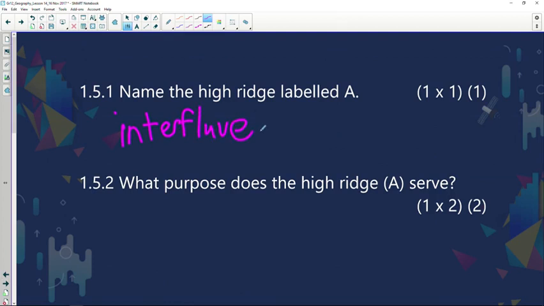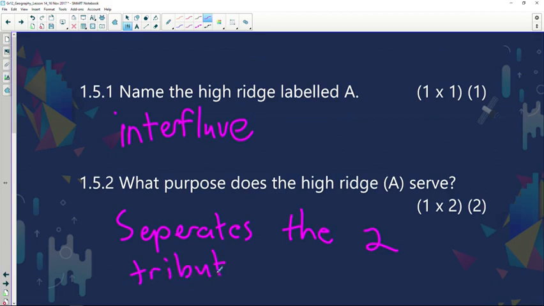Now what purpose does the high reach serve? Like I've already mentioned, it separates the two tributaries from one another.